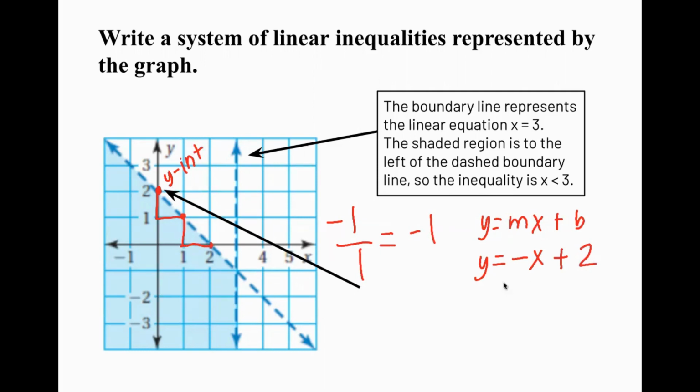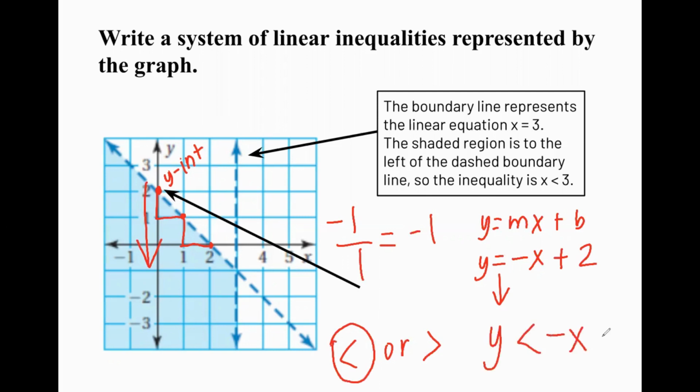And now let's replace our equal sign with an inequality symbol. Looking at our line, it is dashed, so we know it's either going to be less than or greater than. So look at your shaded region. Looking at the shading, it's actually below our line, so we know that it's going to be less than. So our final inequality would be y is less than negative x plus 2.